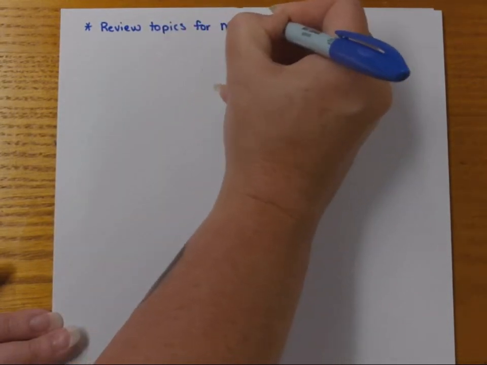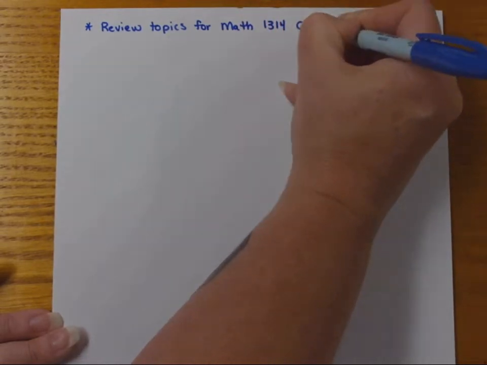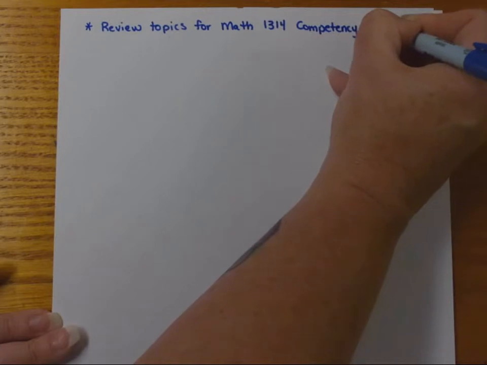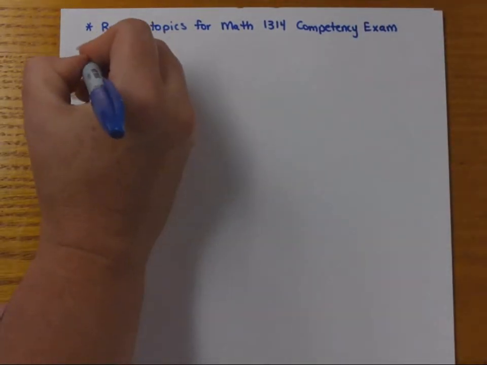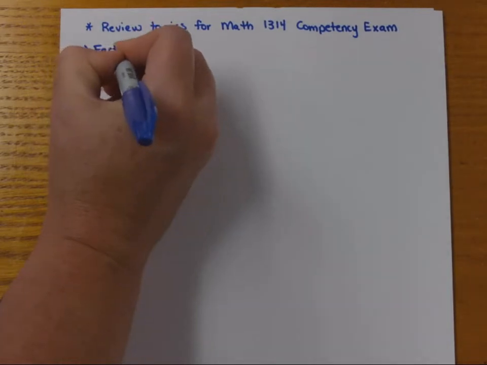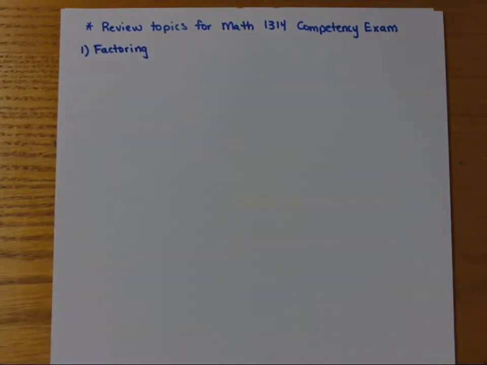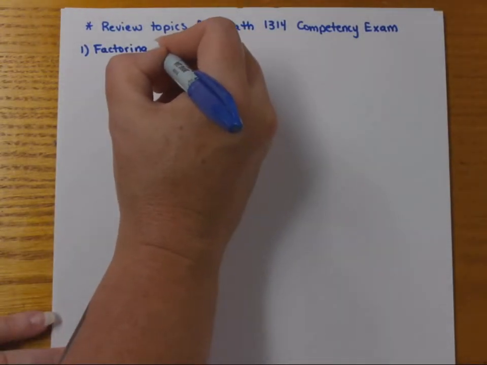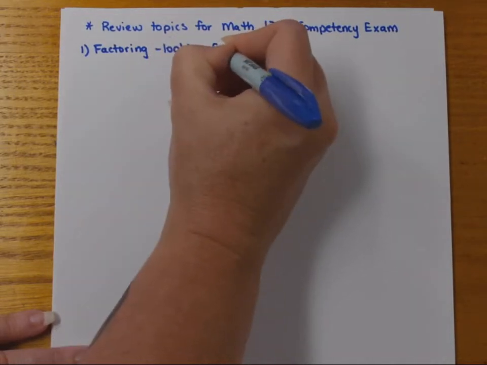So we're going to look at some of the competency exam material, but not all. You're going to be responsible for that kind of on your own. But I do want to look at some of the more commonly forgotten topics. Okay, so the first one that we expect you to come to this class kind of already knowing how to factor. Factoring is just at its core looking for what terms have in common.